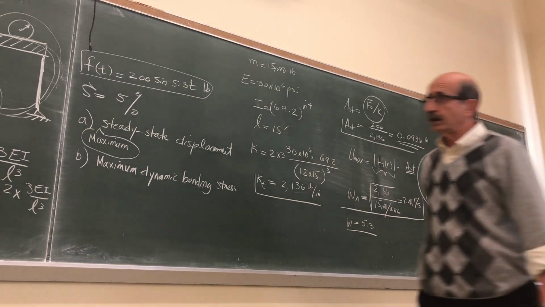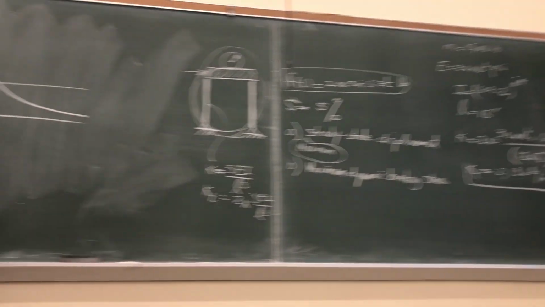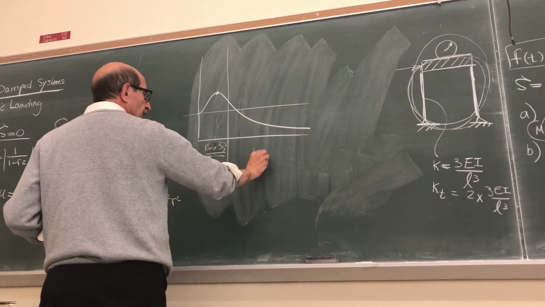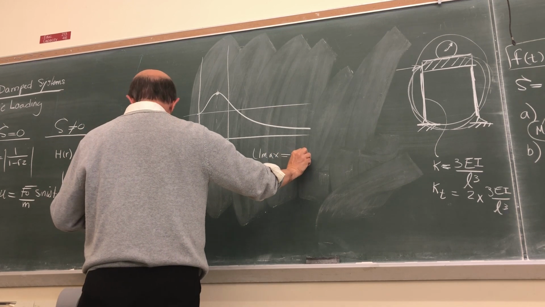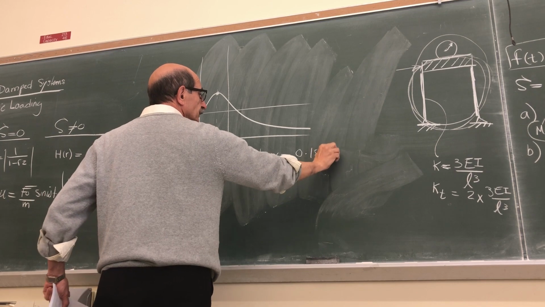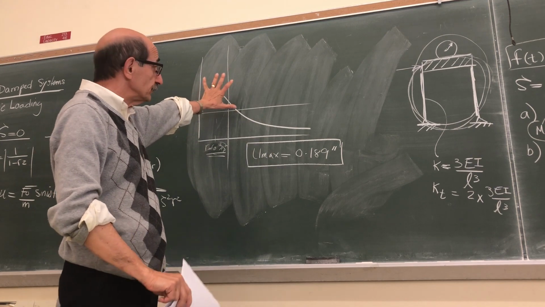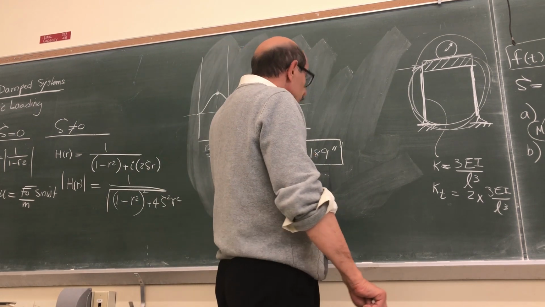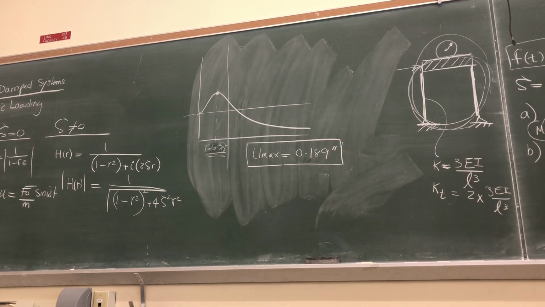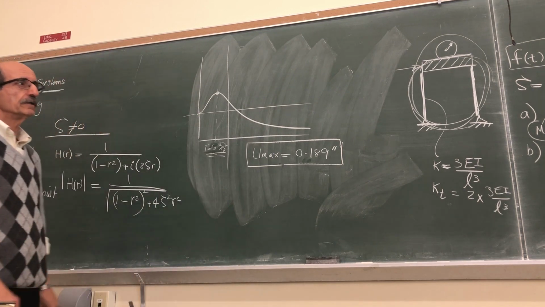So, but I don't need that anywhere. All I need is just a maximum value. So if you find a maximum value, you see that U max comes out to be 0.189 inches. So by looking at this qualitative shape of the plot, you can see that you have confirmed that the maximum displacement is larger than the corresponding static displacement, almost twice of that, right?